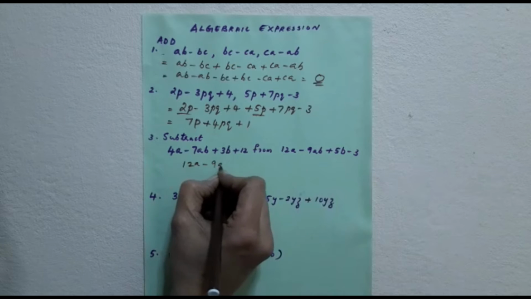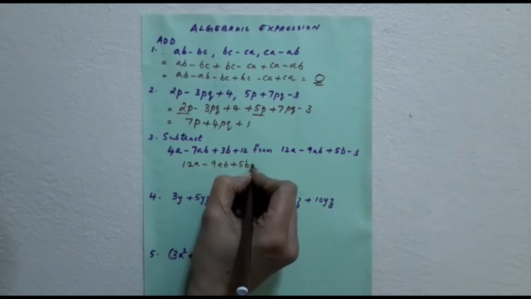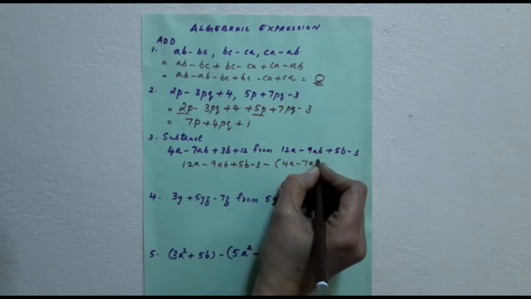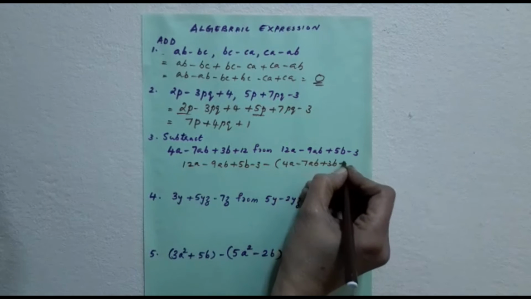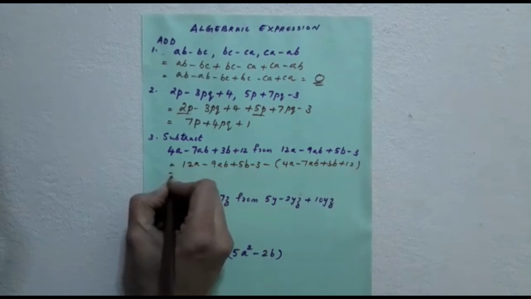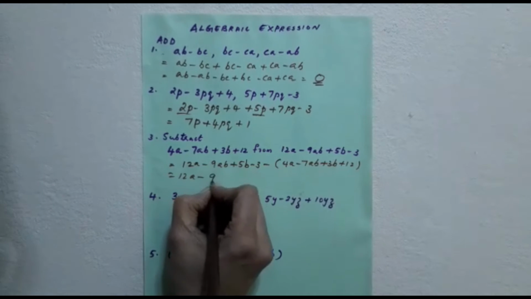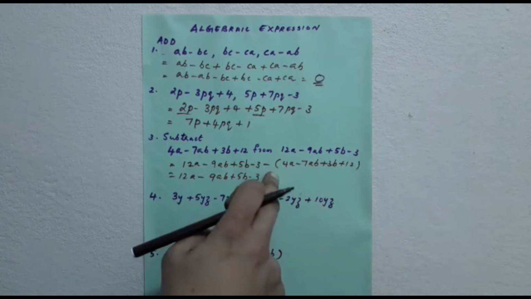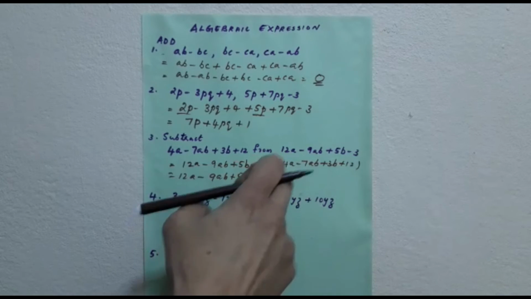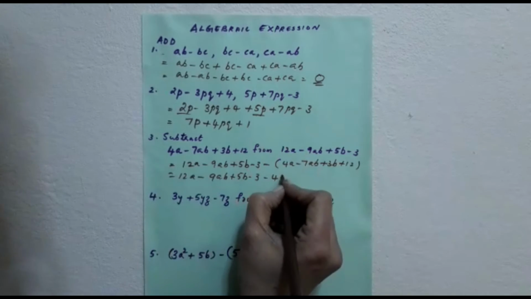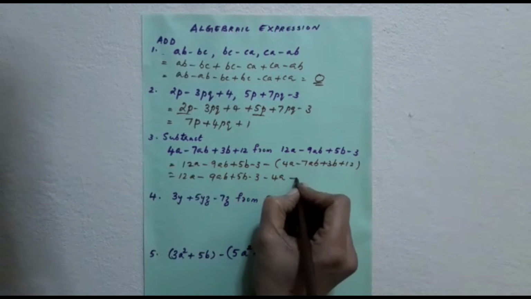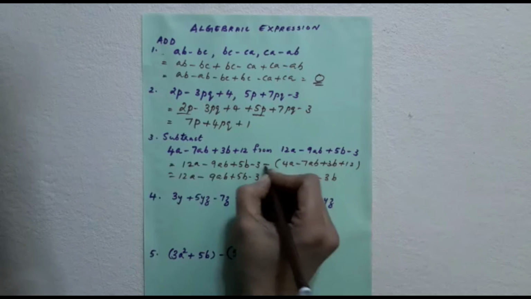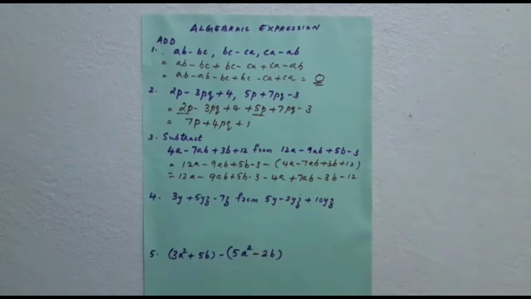12a minus 9ab plus 5b minus 3, and minus, using the bracket, because the minus sign changes the signs. We have to open the bracket with the minus sign. So we write 12a minus 9ab plus 5b minus 3, and open the bracket with minus 1. Minus 1 into plus 4a becomes minus 4a, minus 1 into minus 7ab becomes plus 7ab, minus multiply plus becomes minus, and minus multiply plus becomes minus 12.